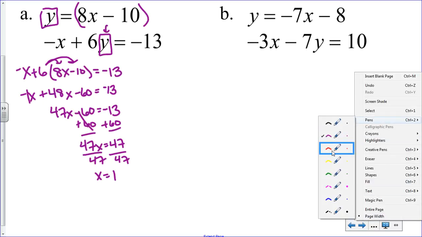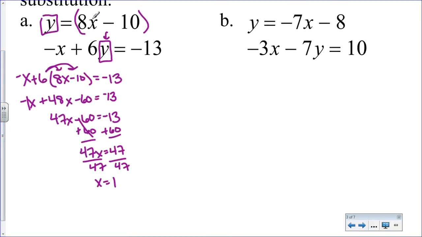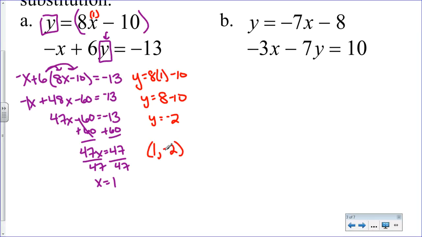Remember that when we solve a system of equations, we are actually trying to find the point where the lines intersect. So if I have an x value, I still need to go back and find a y value. So what I'm going to do is plug this 1 that I just found right here for the x in the first equation. So I'm going to do y equals 8 times 1 minus 10. Well, 8 times 1 is 8. 8 minus 10 gives us negative 2. So my solution is the point 1, negative 2.